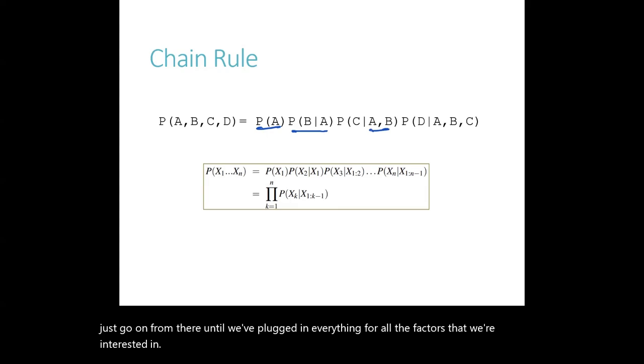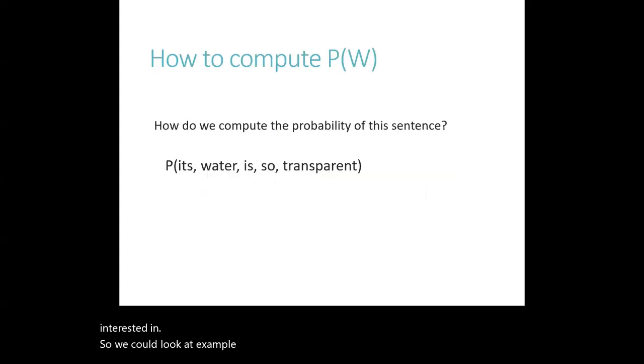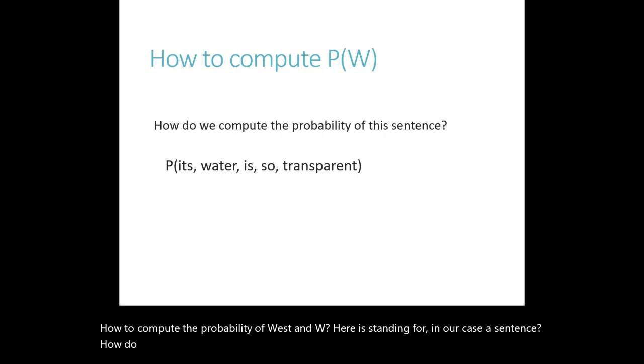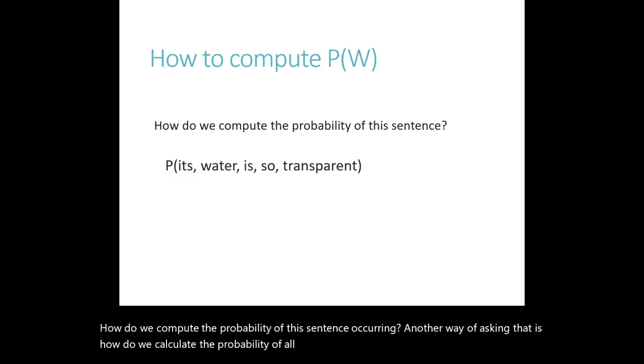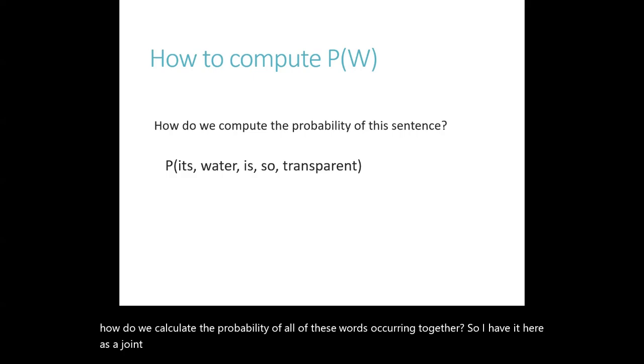So we could look at an example here, how to compute the probability of W, and W here is standing for, in our case, a sentence. How do we compute the probability of this sentence occurring? Another way of asking that is, how do we calculate the probability of all of these words occurring together? So I have it here as a joint probability, but just to be clear, don't get confused by those commas there in the formula. Let me write it and get my pen to work here.